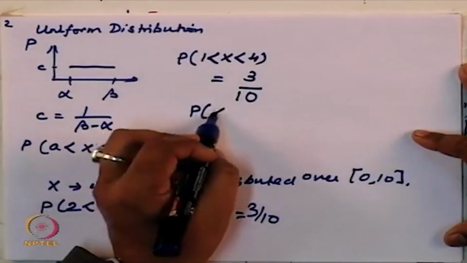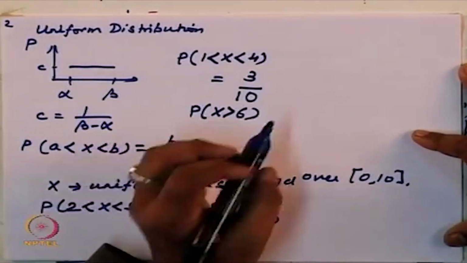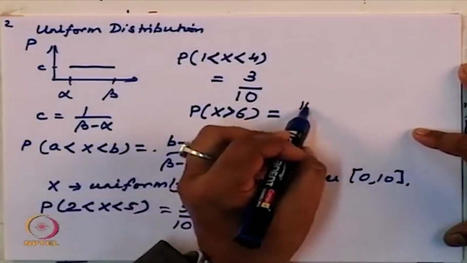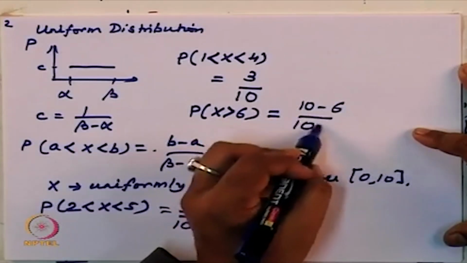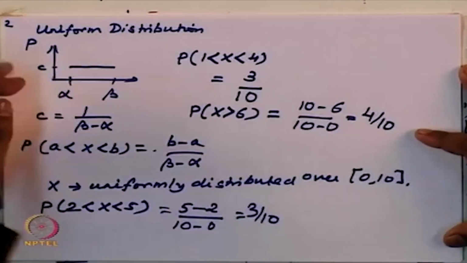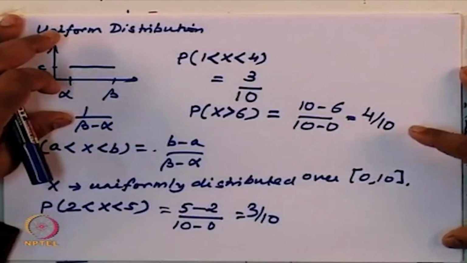What is the probability of x greater than 6? Since you can go from 6 to 10, x greater than 6 would be 10 minus 6 by 10 minus 0, which is 4/10. So, you see how you can make use of the uniform distribution to calculate each of these probabilities.